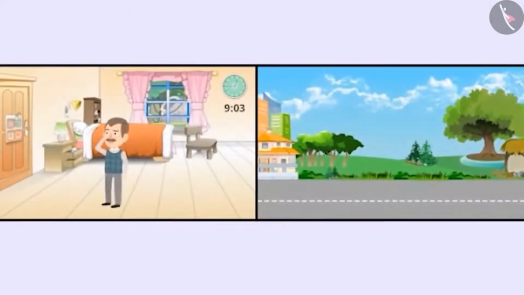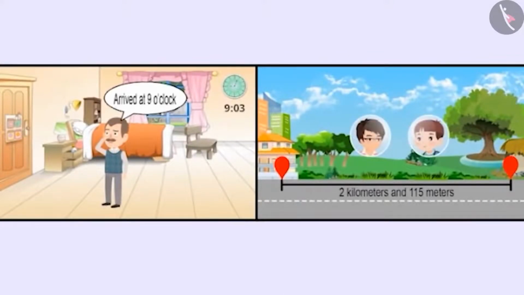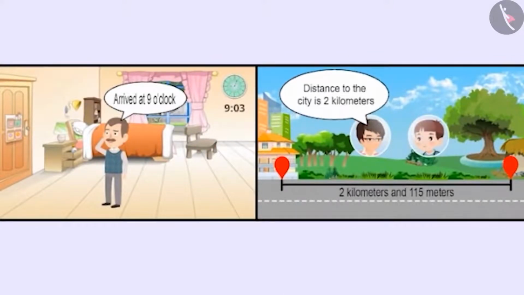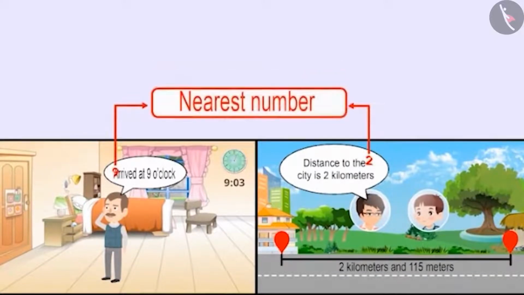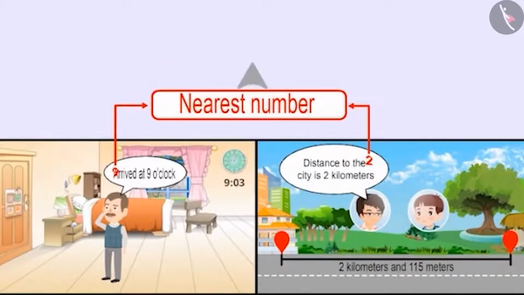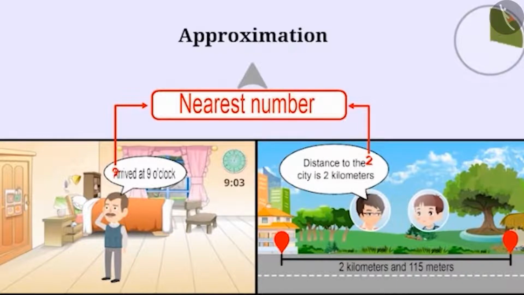Similarly, in our daily life, we use rounded-off figures instead of the actual numbers. For example, even though you arrive home at 3 minutes past 9, you will mention it as 9. In case you have to tell somebody that the distance between a city and a village is 2 kilometers and 115 meters, you will mention it as 2 kilometers. The way of expressing a number to its nearest number is called approximation. Can you give some more examples? Think.